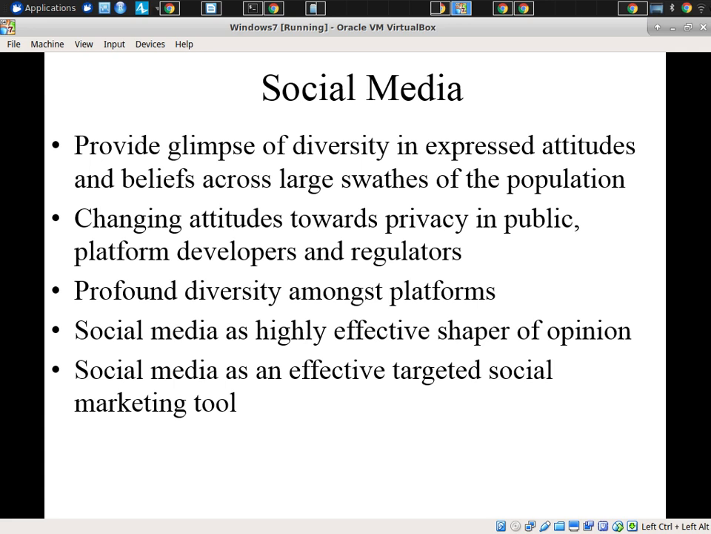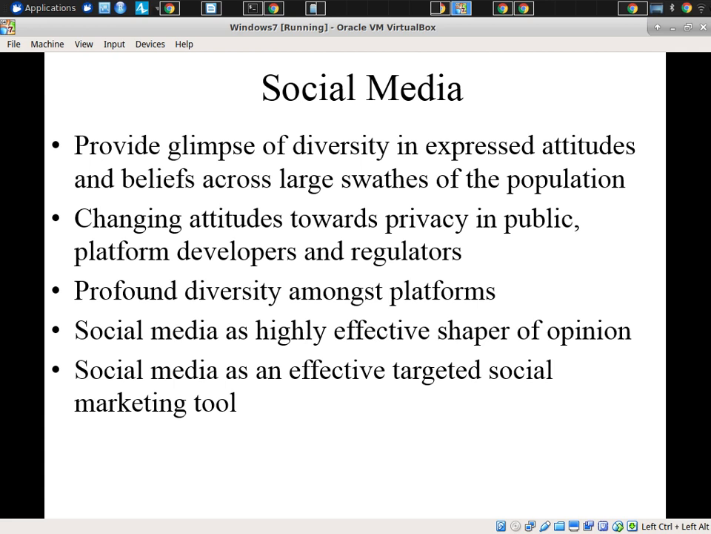High or low socioeconomic status and position, different levels of education, will make use of social media. Certain social media forums tend to be used by others. LinkedIn, a lot of professionals and those in office jobs are on LinkedIn. Twitter also skews towards a higher income bracket. But at the same time, they are used by broad swaths of the population. Changing attitudes towards privacy and public, and platform developers and regulators, means that this is a changing target over time.